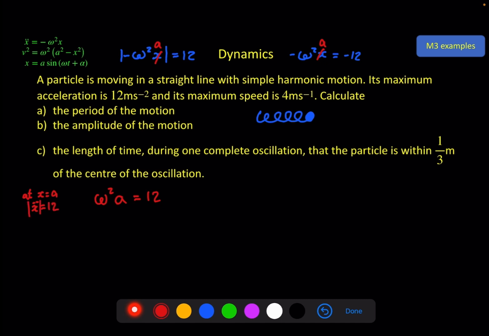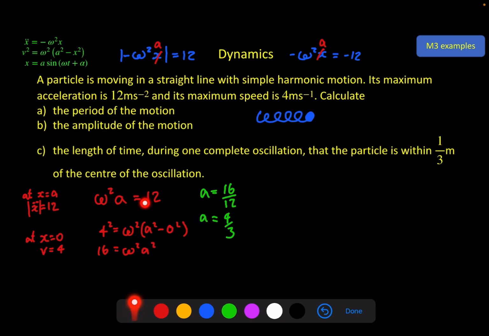Back to the maximum speed, we said that is telling us at x is equal to 0, v is equal to 4. Using the other equation gives us 4 squared is equal to omega squared a squared minus 0 squared, so 16 is equal to omega squared a squared. Now we can put this equation with this equation and find a and omega. If I divide this by this, we get a is equal to 16 over 12, so a is 4 over 3. Putting it back into this equation to give me omega, we get omega squared is equal to 9, so omega must equal 3.